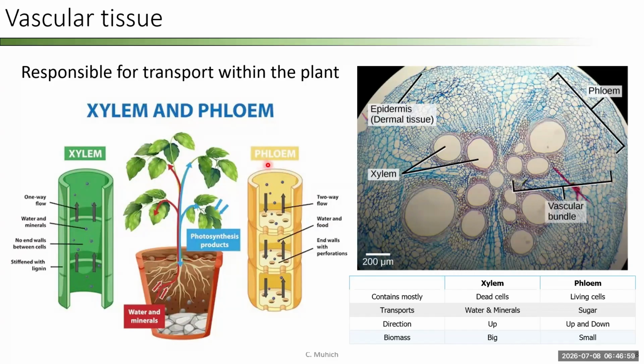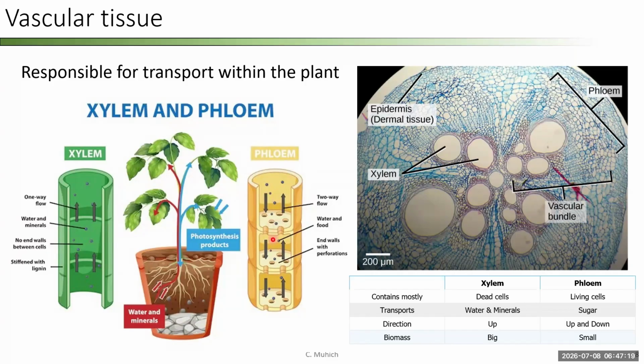Conversely, we have the phloem cells. So these undergo two-directional flow. So material can move up and down, in and out through these vessels.